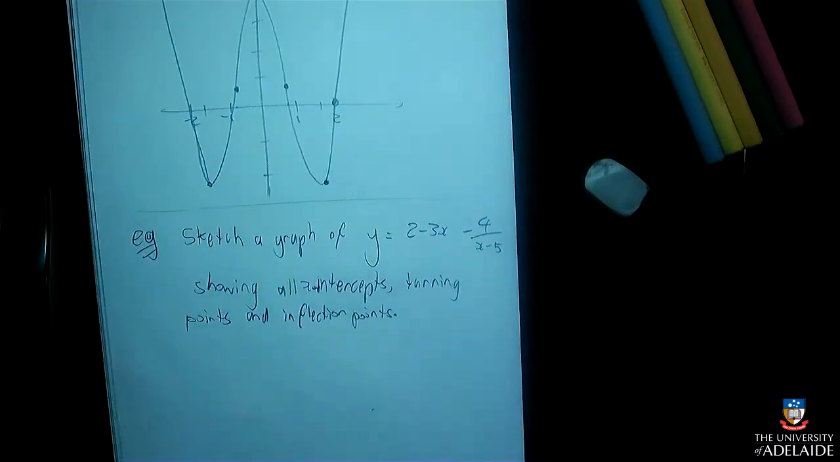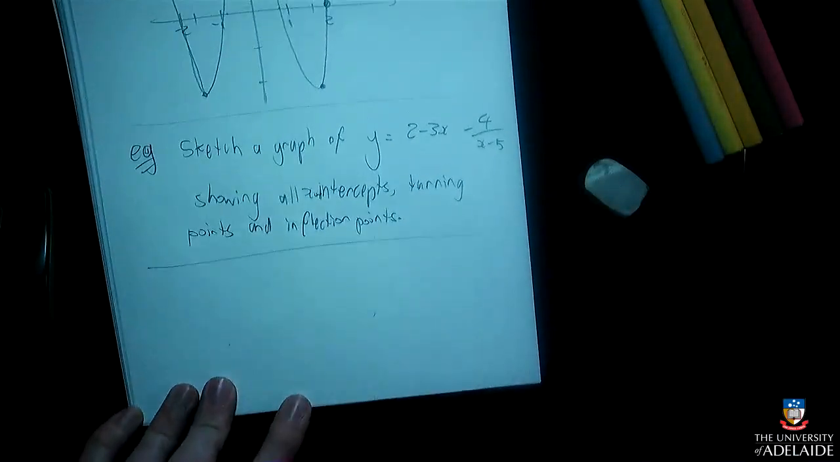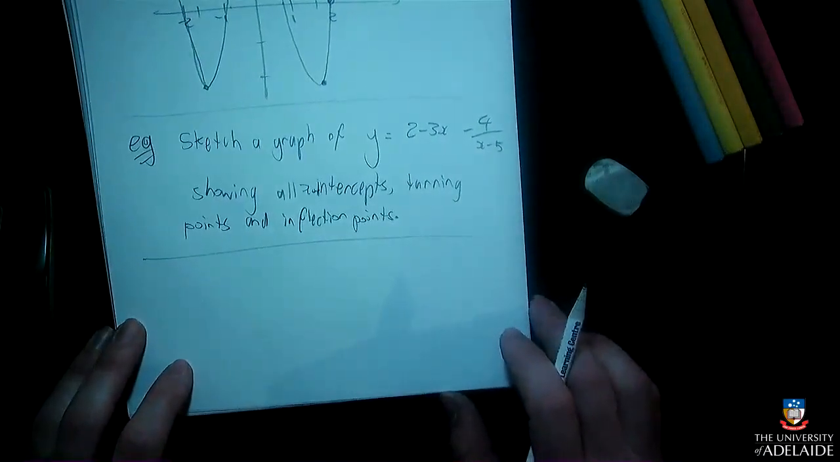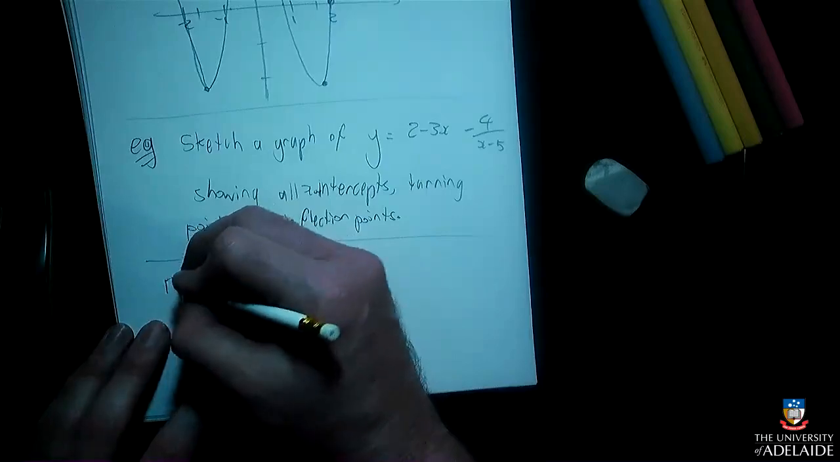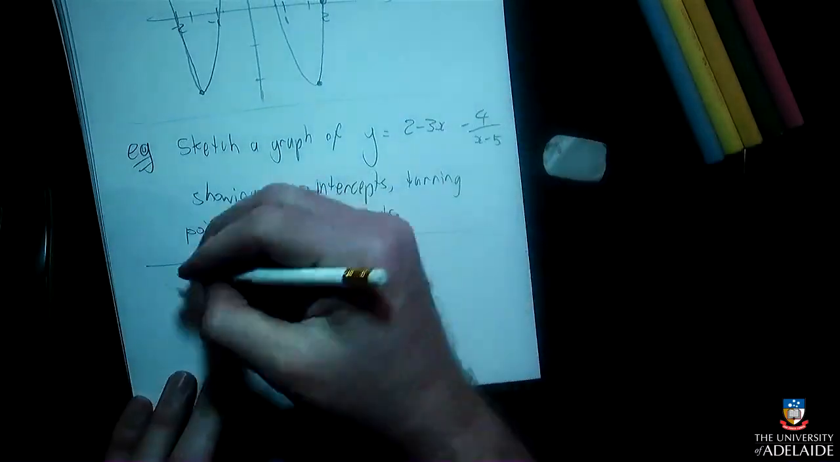So we are going to have to figure out where it's increasing and decreasing, or we won't know where the turning points are. And we're going to have to figure out where it's concave up or concave down, or we won't know where the inflection points are. Okay, so here we go. So to find the x-intercept, I'm going to have to find out where y is equal to 0.